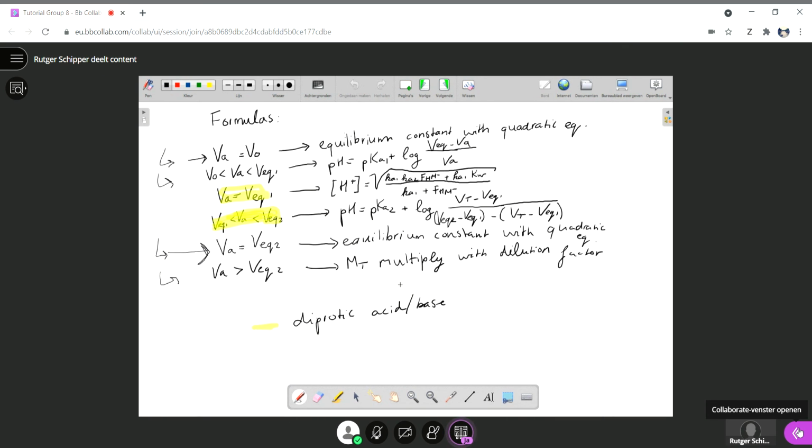So I highlighted the formulas that are applicable when you use the diprotic acids, and the other ones are also used for just the regular acids.